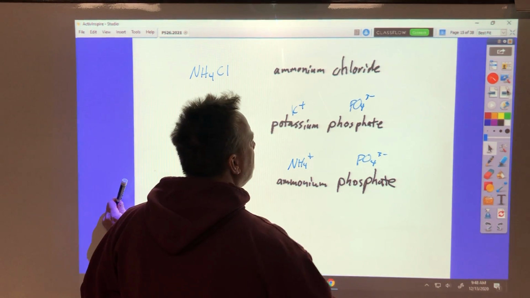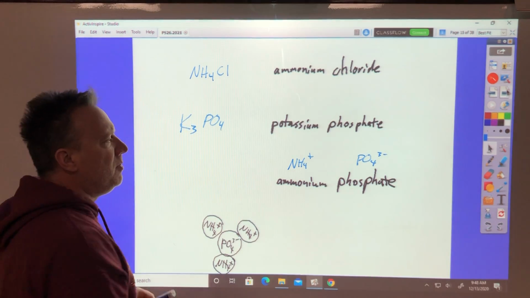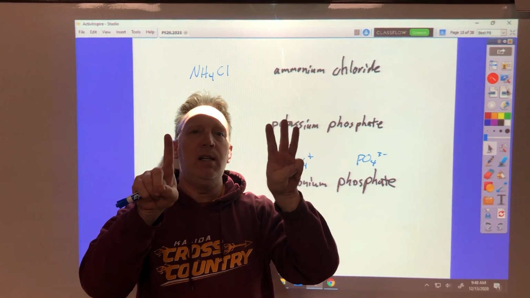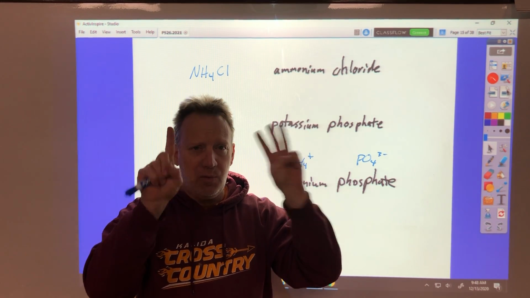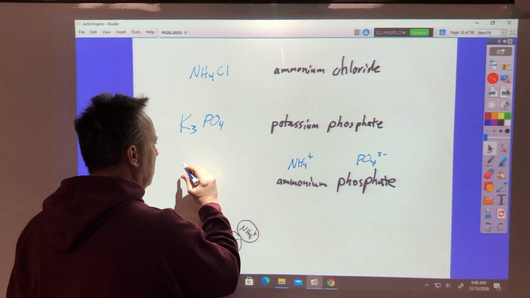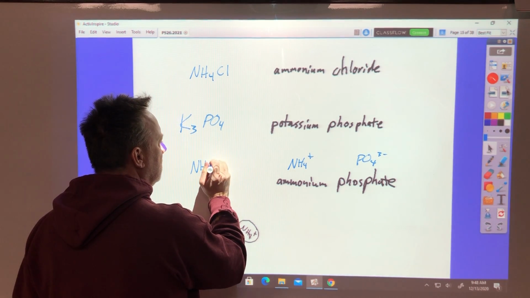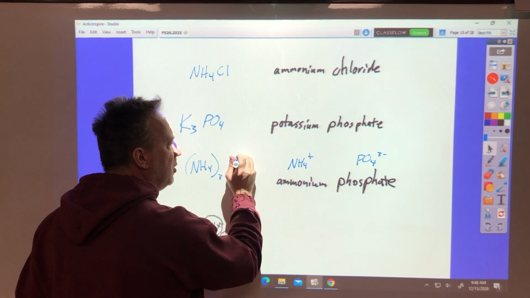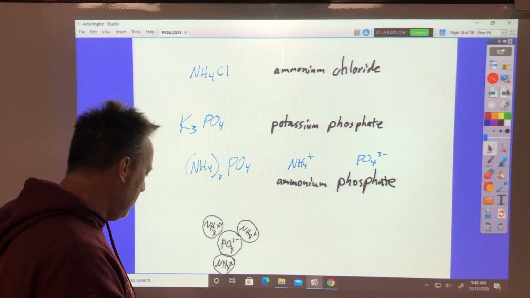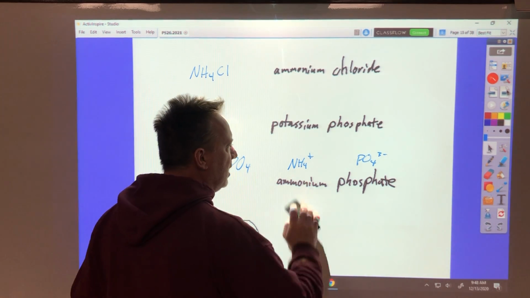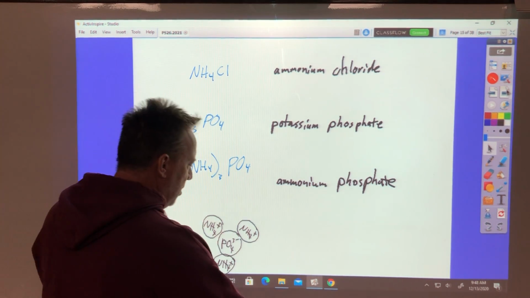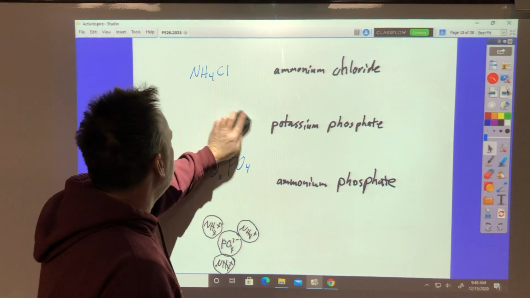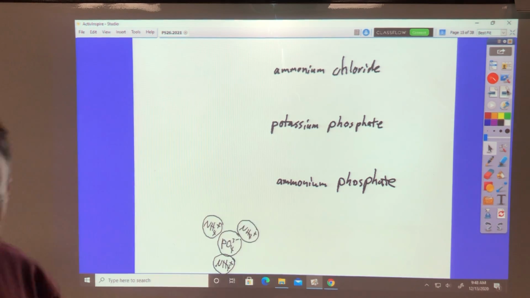Get rid of those. And ammonium phosphate. Ammonium gives 1 valence electron, phosphate takes 3. These don't match. How do you do that? You get 3 ammoniums. Well, how do you get 3 of those? NH4, 1, 2, 3 of them, and a PO4. That's ammonium phosphate. Good fertilizer there. If you need phosphorus on your crop, and ammonia, and nitrogen, you'd use that. Okay, so that's what we have here.